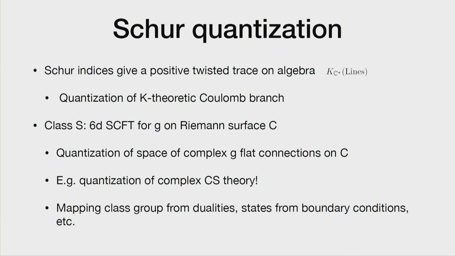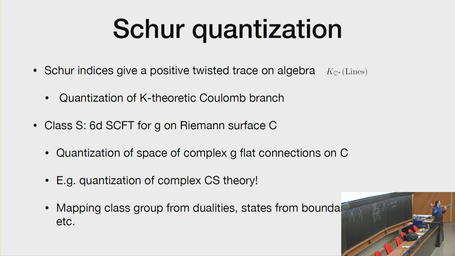But crucially, the K-theoretic Coulomb branch is the space of flat connections on the Riemann surface C. And so Schur quantization of the class S theory gives you quantization of the space of flat connections and potentially quantization of complex Chern-Simons theory. Even better, the action of the mapping class group, what happens to this quantization as you modify the underlying Riemann surface, is controlled by the dualities of the four-dimensional N=2 theory and is a known invariant of the Schur index. So the quantization is automatically invariant and covariant under the action of the mapping class group.